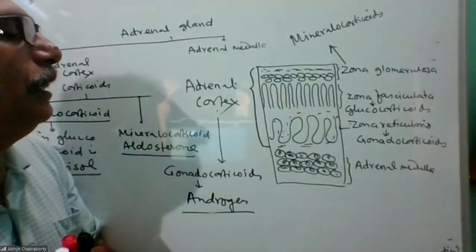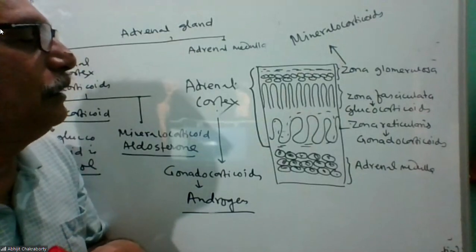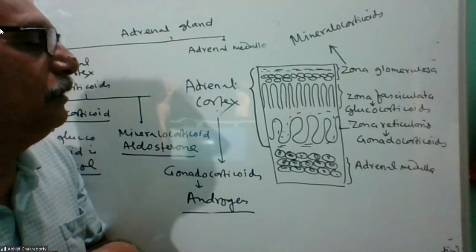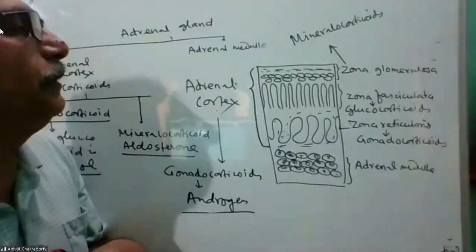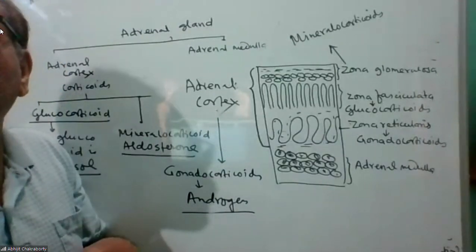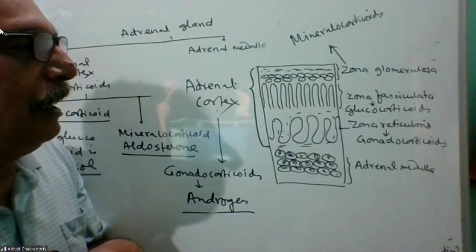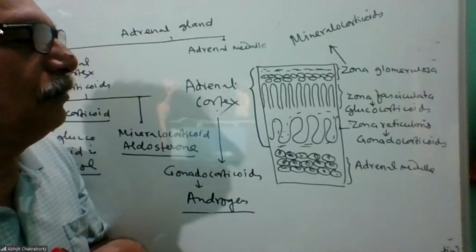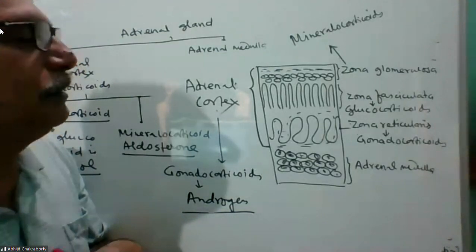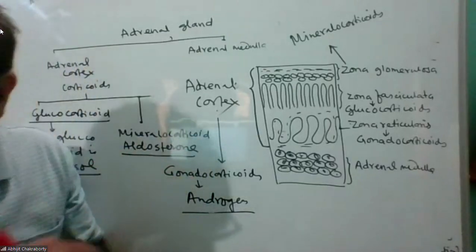So the layer that is adjacent to the adrenal medulla is always zona reticularis. And the layer which is found on the peripheral side of the cortex should be the zona glomerulosa. And you need to remember this thing: from zona glomerulosa, mineralocorticoids are secreted, from zona fasciculata, glucocorticoids are secreted, and from zona reticularis, gonadocorticoids are secreted. So these are the hormones secreted from these, and you know the function of each also, I think.